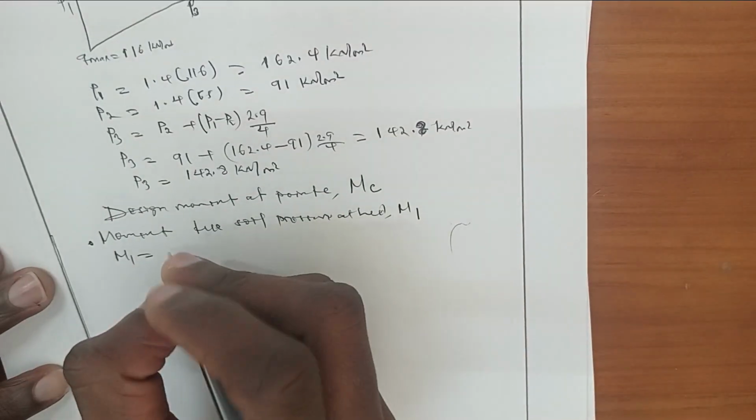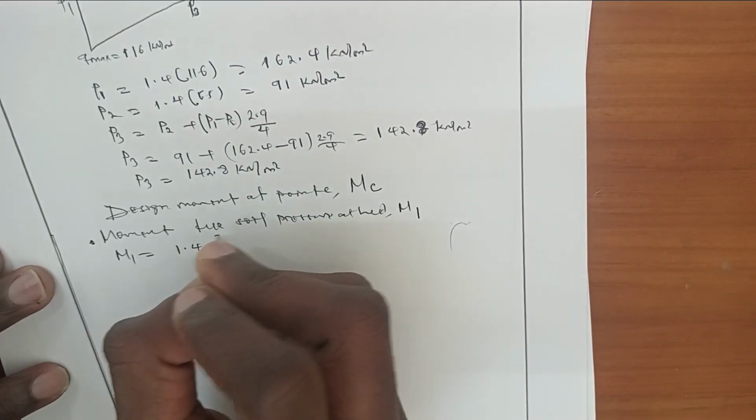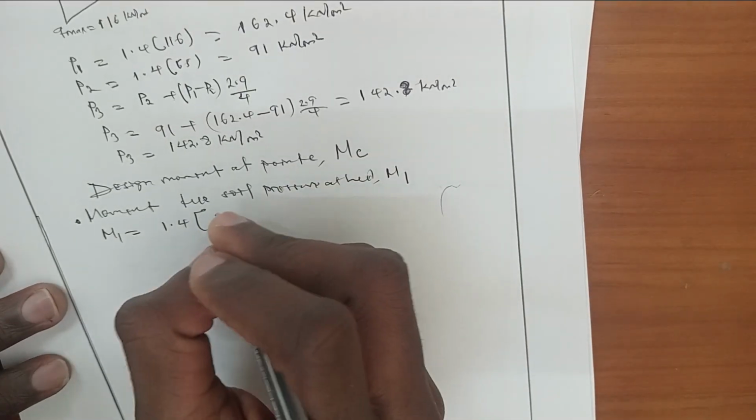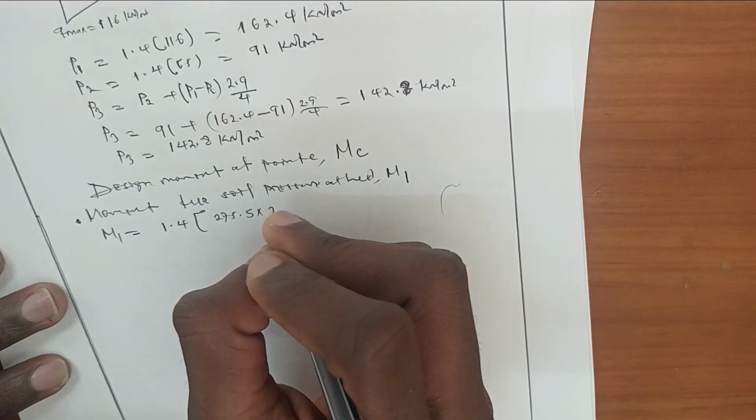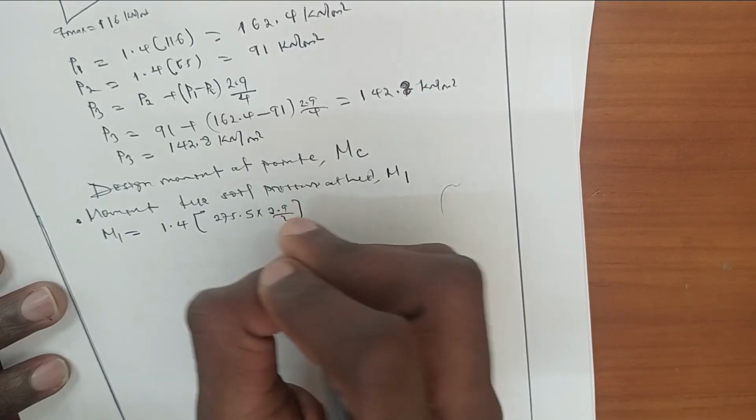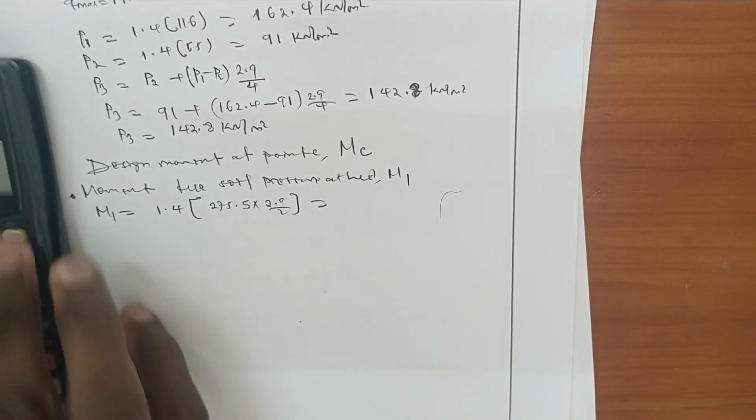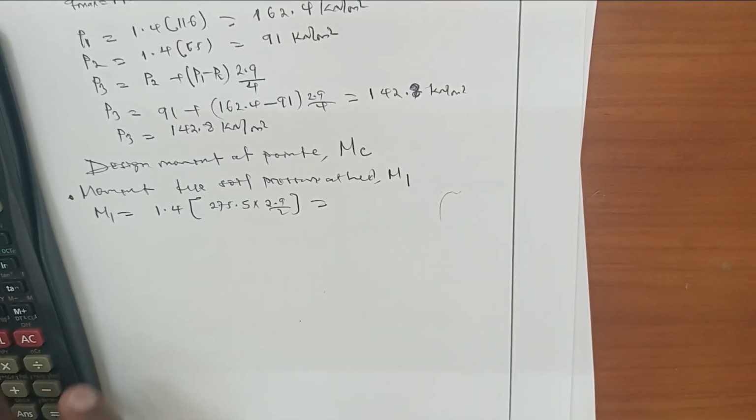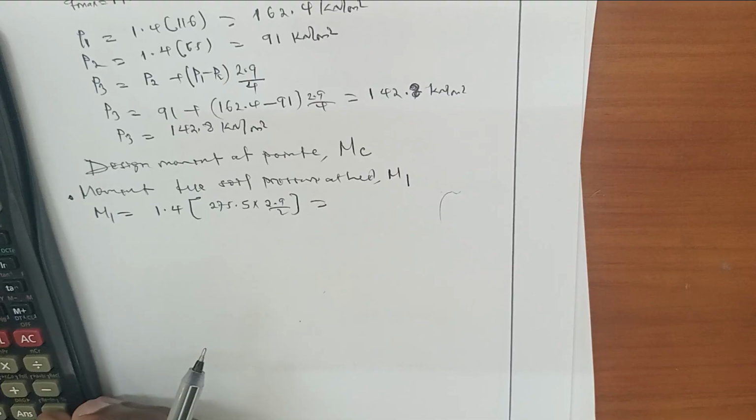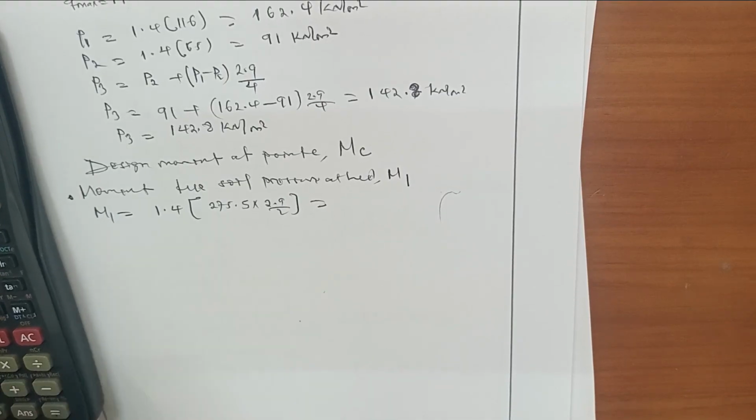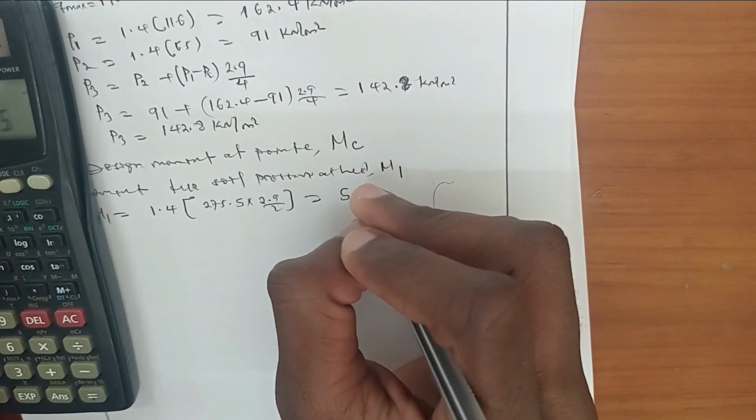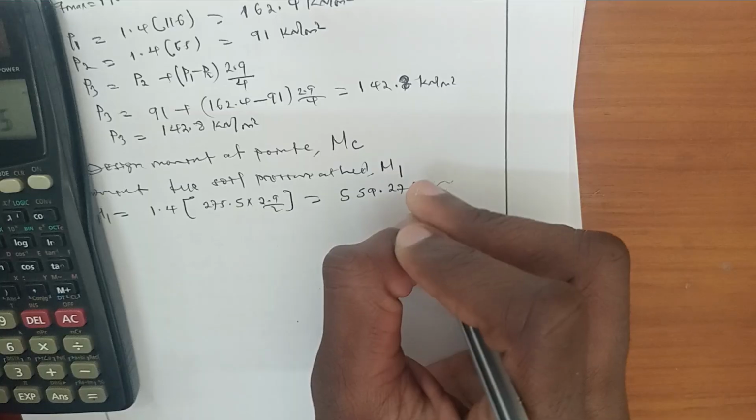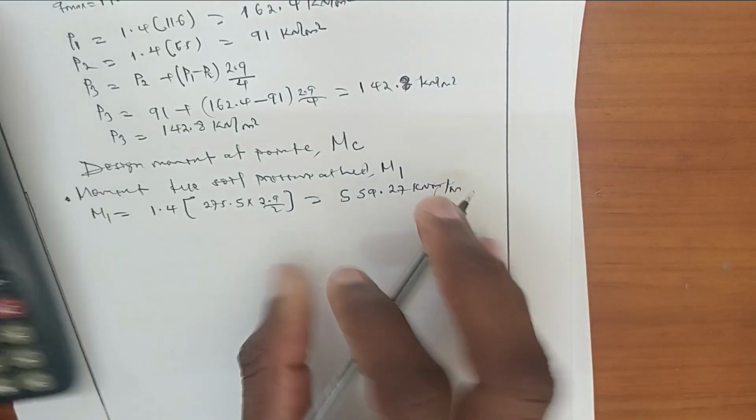So to obtain the design moment, we multiply by the factor of safety. So it will be factor of safety times weight of soil, which is 275.5, times perpendicular distance, which is 2.9 divided by 2. It will be equal to 275.5 times 2.9 divided by 2 times the factor of safety, which is 1.4. It will be equal to 559.27 kilonewton meter per meter.